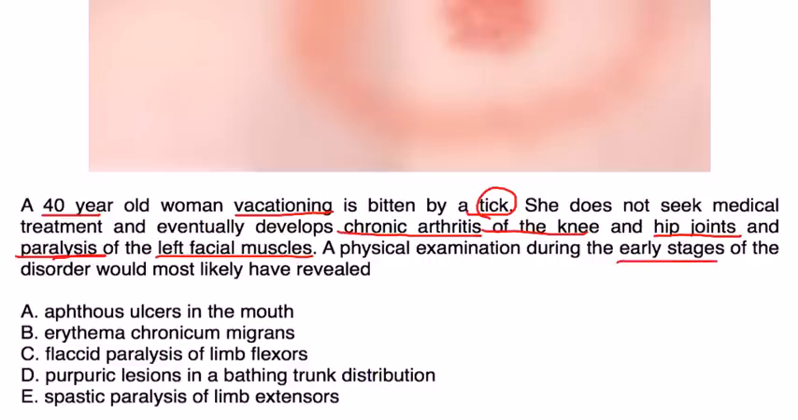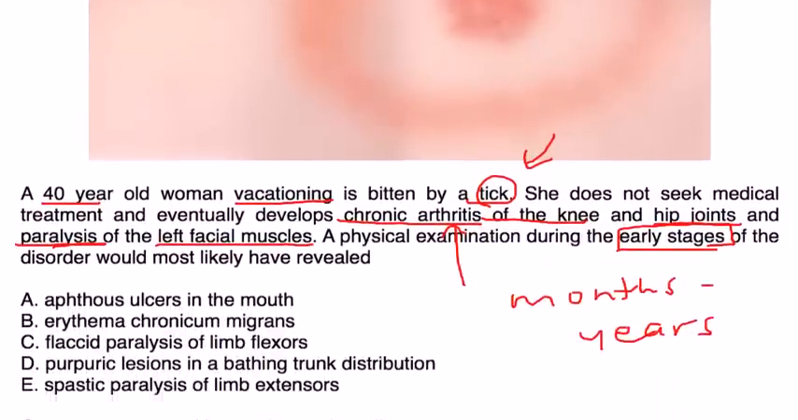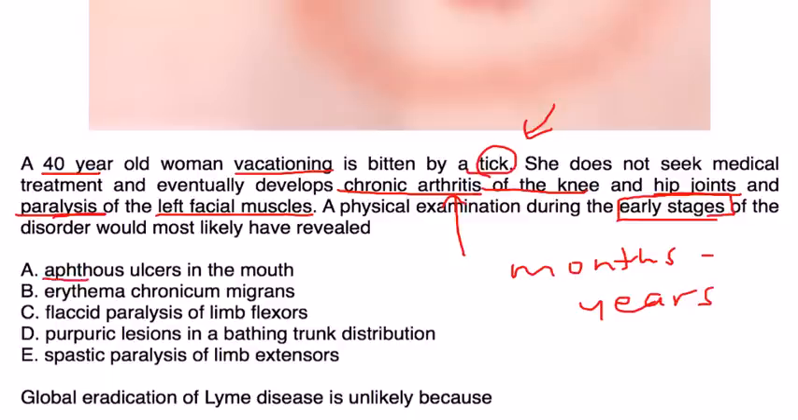Well, this is a classic vignette. It's nice that they don't actually mention Lyme disease. It kind of makes you think, but the history is pretty classic with the tick and then the arthritis. And my opinion is she probably hasn't gotten treated for months to years, because the arthritis is, as you remember, a late presentation. So what they're asking you is, when she first had it, what would she have had? And it's actually right above you. She would have had that classic rash, which is known as erythema chronicum migrans.